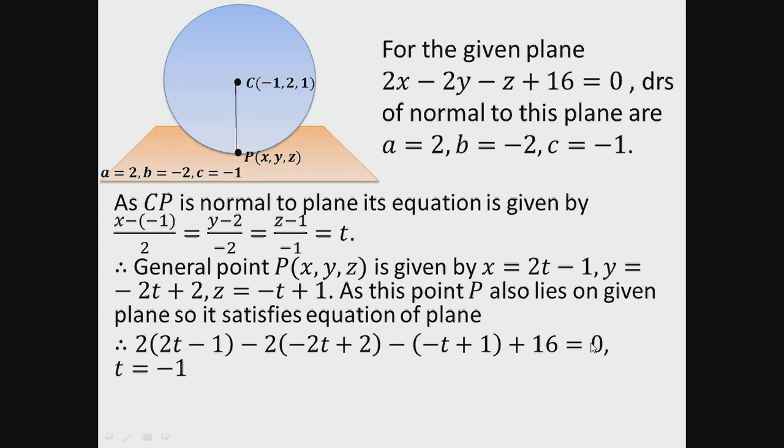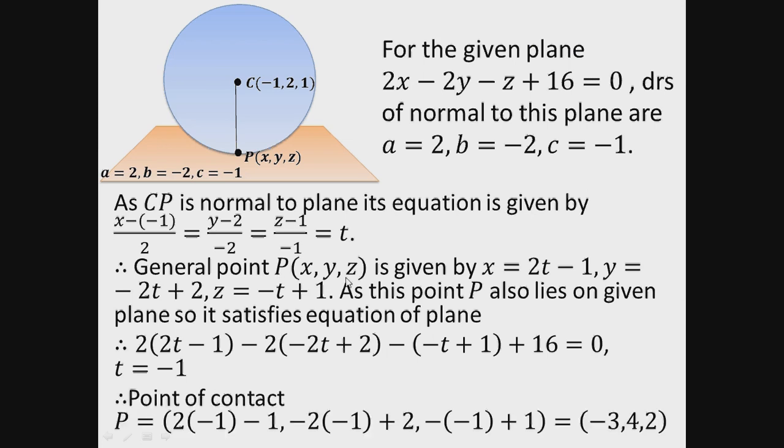Solving this, we get t equal to minus 1, and put this t equal to minus 1 back into these x, y, z. That gives us the general point, that is the coordinates of P. So that point of contact P is equal to 2 into minus 1 minus 1, minus 2 into minus 1 plus 2, minus of minus 1 plus 1. So that point of contact is minus 3, 4, 2.